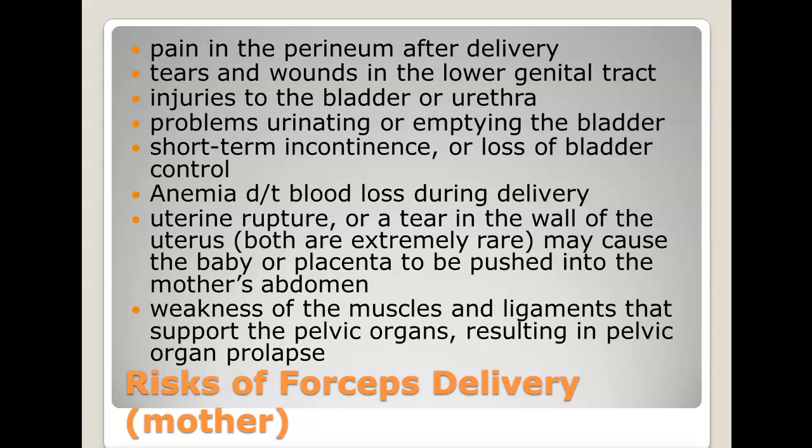A uterine rupture, or a tear in the wall of the uterus, is extremely rare but can happen with the insertion of the forceps if not done correctly. And this can cause the baby or the placenta to be pushed into the mother's abdomen as well. And weakness of the muscles and the ligaments that support those pelvic organs can result in pelvic organ prolapse.